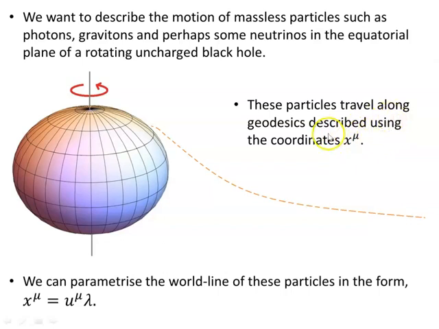Now, these particles travel along geodesics described using the coordinates x^μ, there being 4 coordinates. We can parameterize the world line of these particles in the form x^μ = u^μ λ, where λ is a parameter, and u^μ I'll get to shortly.